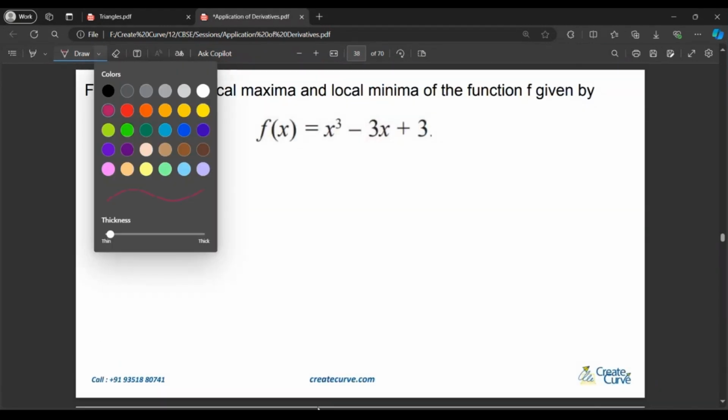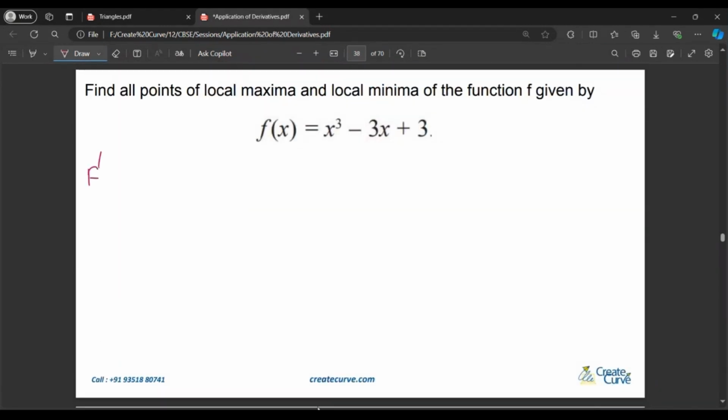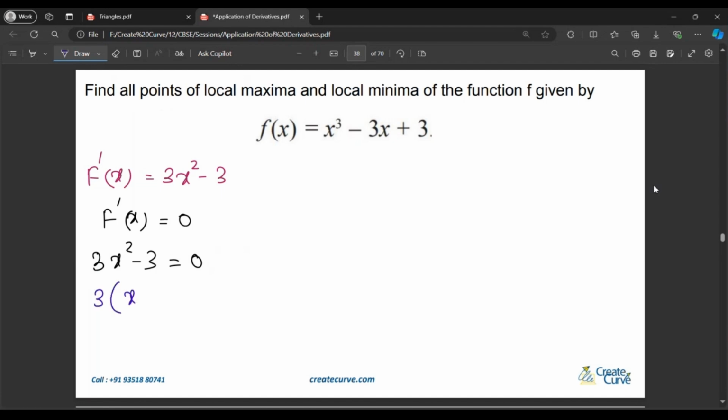What will be the differentiation part of it? f'(x) is 3x squared minus 3. Second step, we will find the x value. 3 is taken common: x squared minus 1 is equal to 0. 0 divided by 3 will be 0 itself. x squared is equal to 1, so x value is plus minus 1.